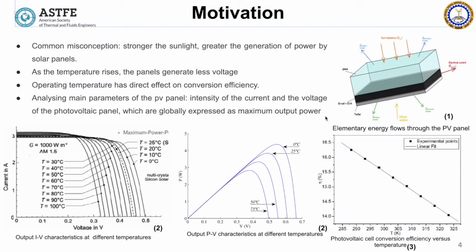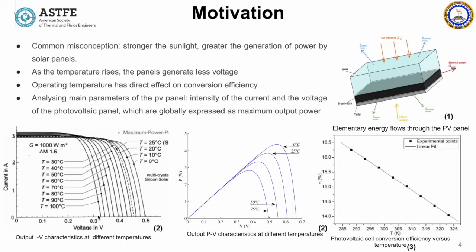There is a misconception among the masses that the stronger the sunlight, the greater the generation power of solar panel, but we don't focus on the operating temperature of the solar panel, as the operating temperature has a direct impact on the conversion efficiency. From this graph we can see that as the operating temperature of cell is increasing, the conversion efficiency is decreasing. For better understanding, we can see the IV characteristics at different temperature.